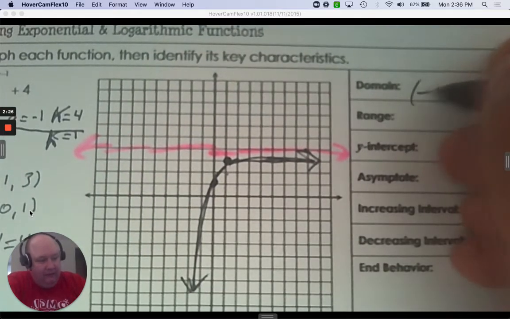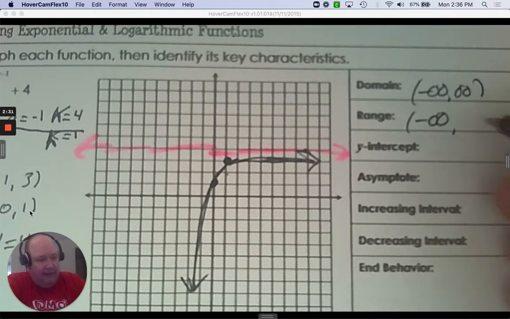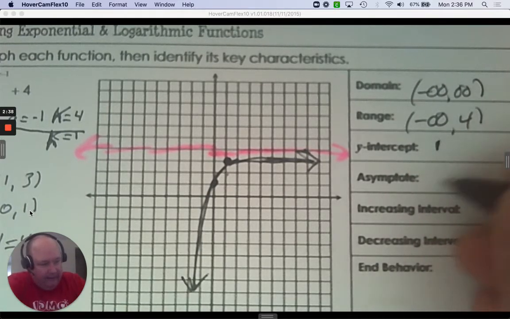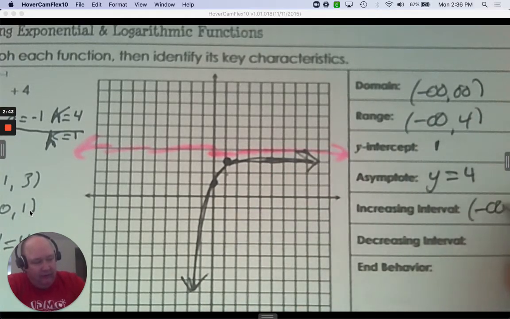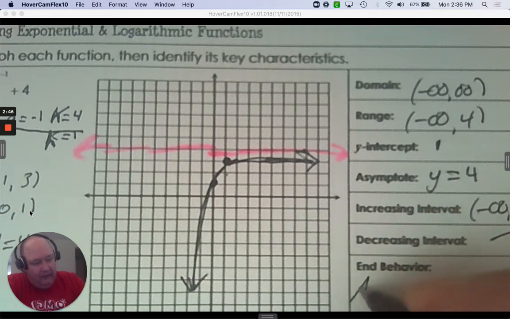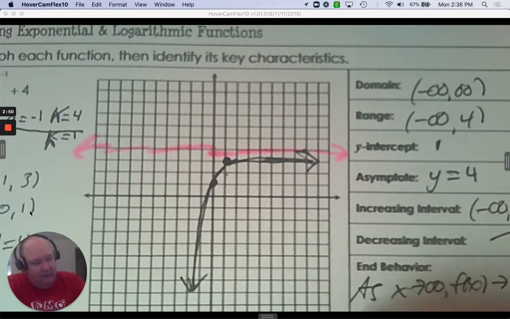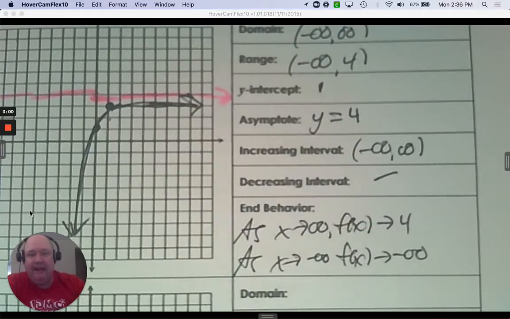The domain is all real numbers for all exponentials. The range goes from the bottom to the top of the asymptote. The y-intercept I'm going to leave empty. It's actually 1, doesn't matter. The asymptote is y equals 4. This is an increasing function, doesn't decrease, and the end behavior, as x approaches infinity, the right end approaches 4. As x approaches -infinity, the left end approaches -infinity. All right, so you have your end behavior, your graph, and the analysis.